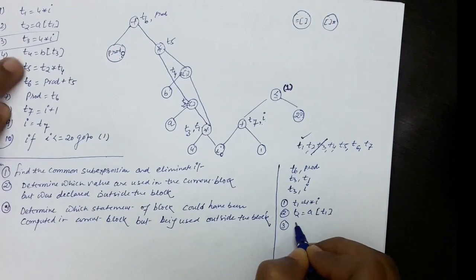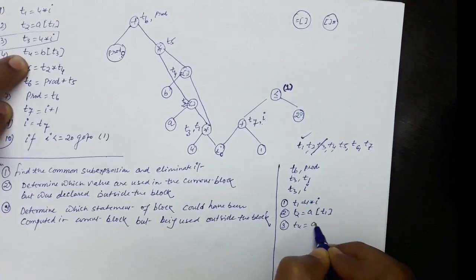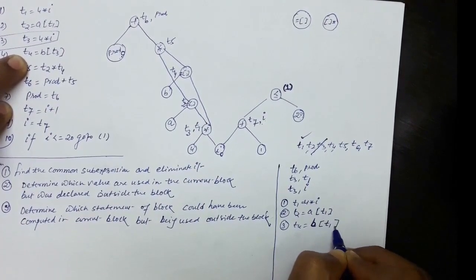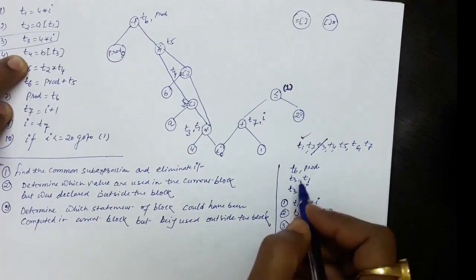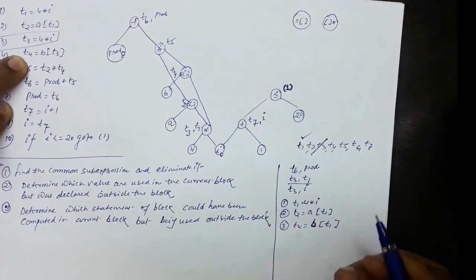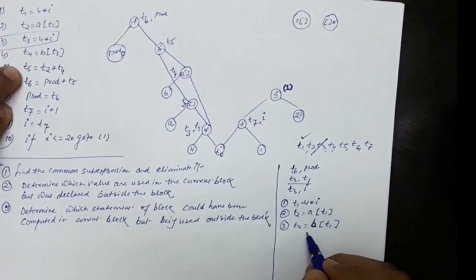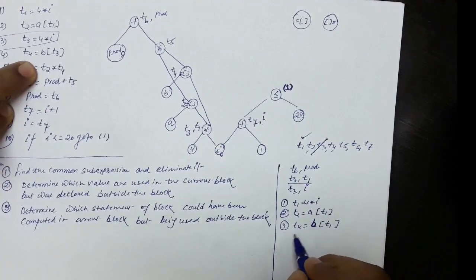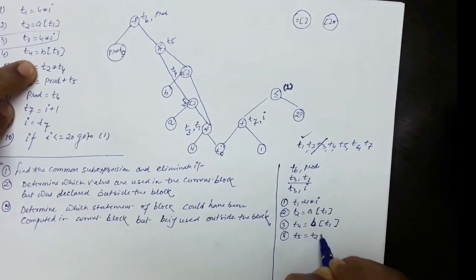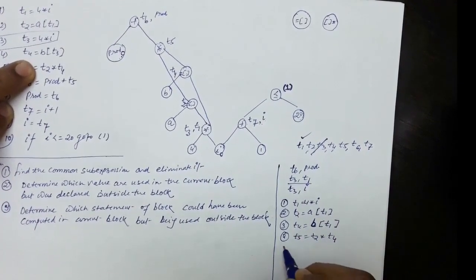So the next statement here becomes T4 equals B of, instead of writing T3, we will be writing T1 here because T3 has been removed and T3 is the same as that of T1. The next statement is T5 equals T2 multiplied with T4. Okay, so this is also a new one, so we'll be keeping this statement.